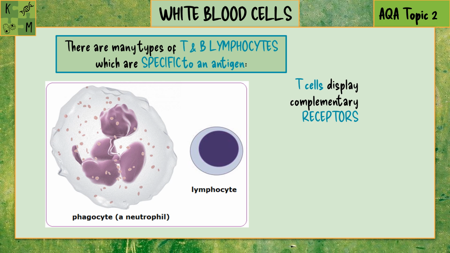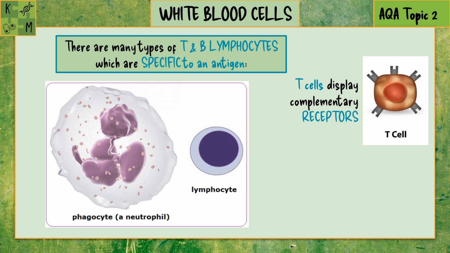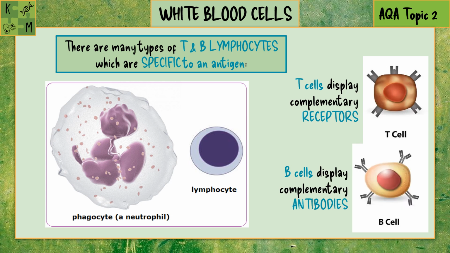T cells have receptors on their cell surface, which are complementary to a specific antigen. B cells display complementary antibodies. We'll look at B cells and antibodies in some more detail in future videos.